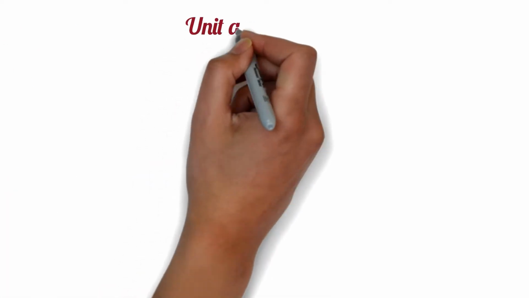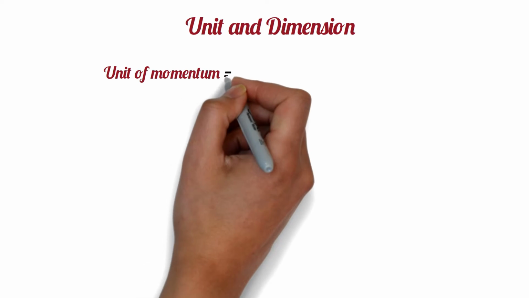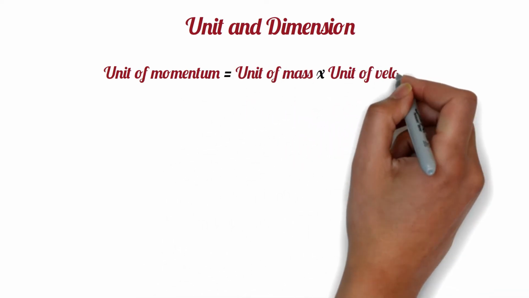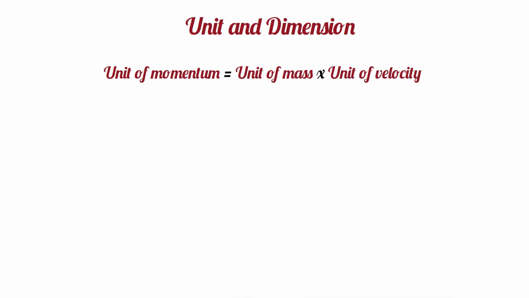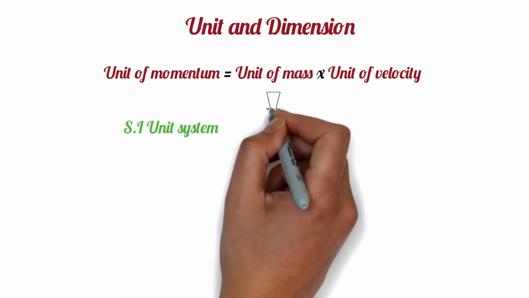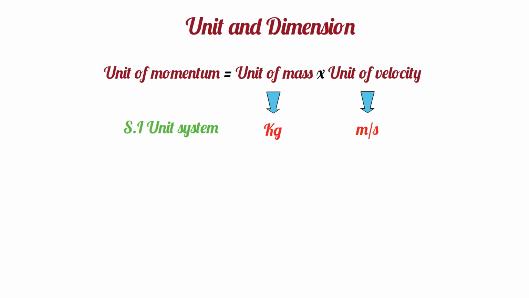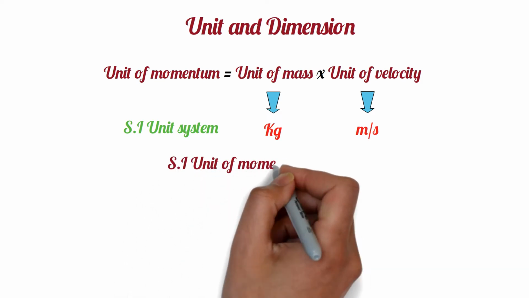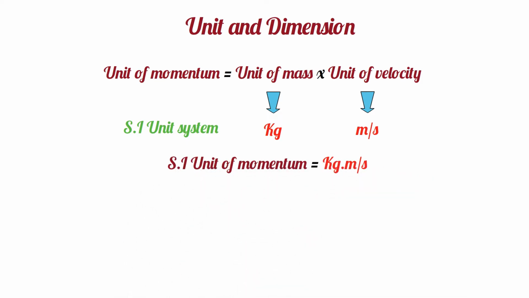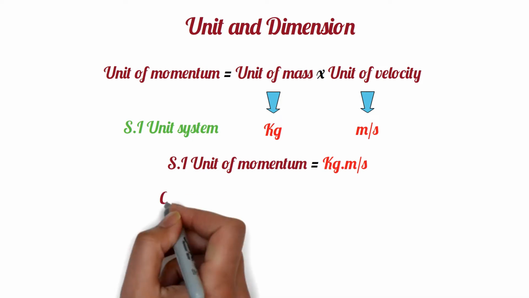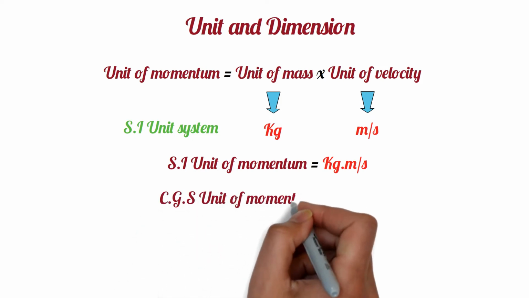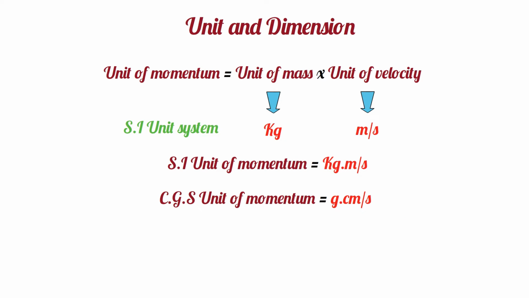Now, if we talk about the unit and dimension of momentum, then the unit of momentum is equal to the unit of mass into the unit of velocity. We know in the SI unit system, the unit of mass is kilogram, and the unit of velocity is meter per second. So the SI unit of momentum is kilogram meter per second. Similarly, we can write the CGS unit of momentum as gram centimeter per second.